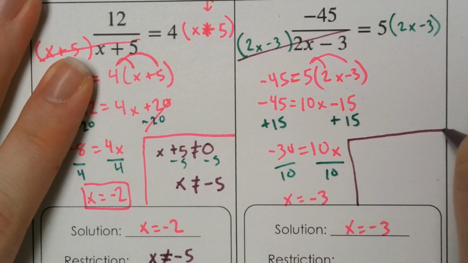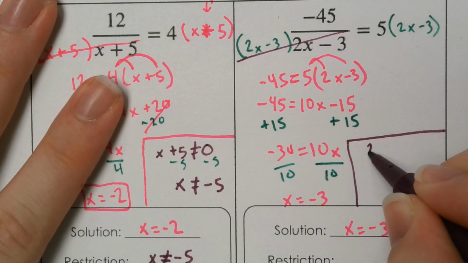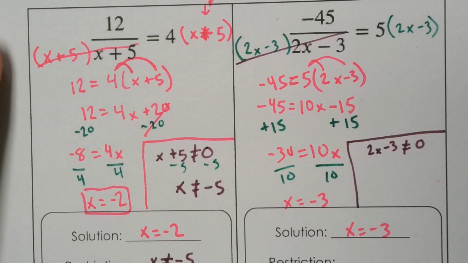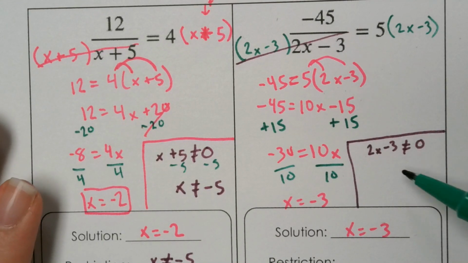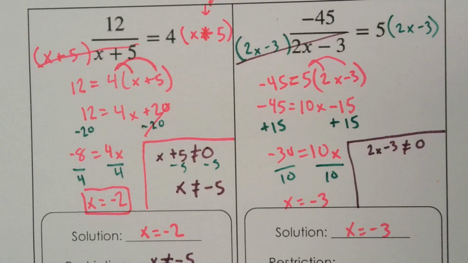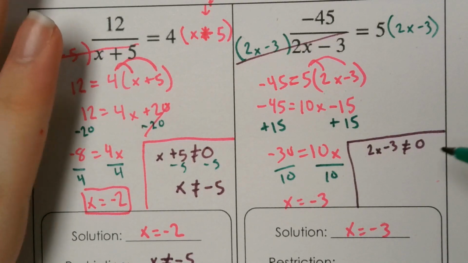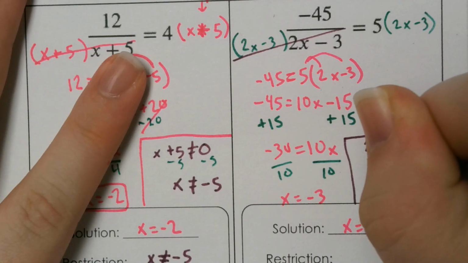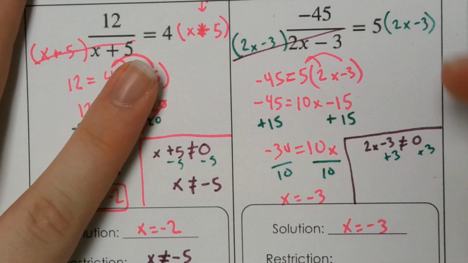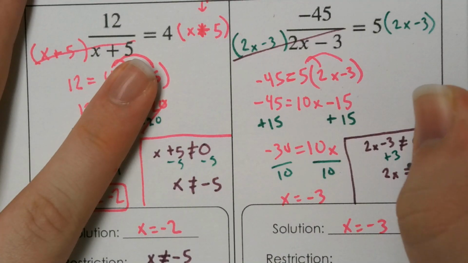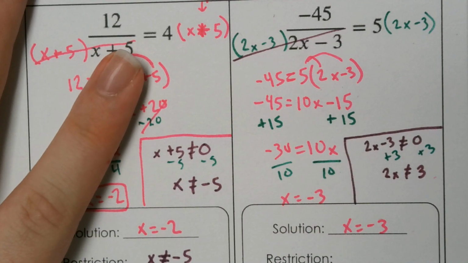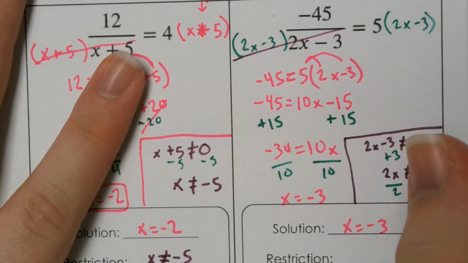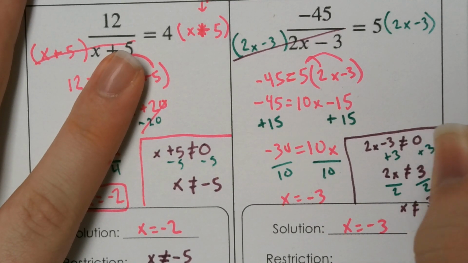Then we have to do our restriction. So we have 2x minus 3 cannot equal 0. We set that denominator not equal to 0. So we have to get rid of that minus 3 by adding 3, leaving us with 2x cannot equal 3. And we divide by 2, and we're just going to leave it as a fraction. So x cannot equal 3 over 2.